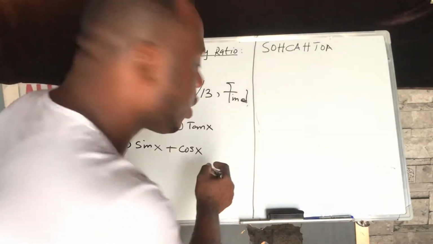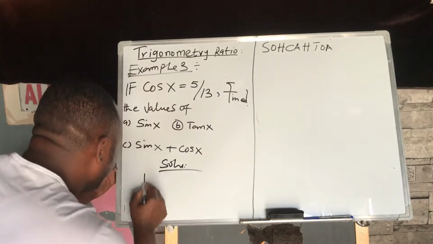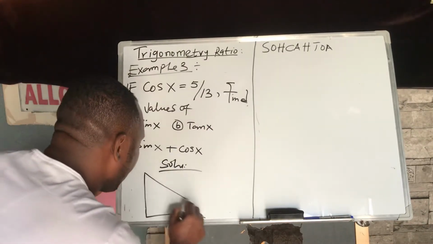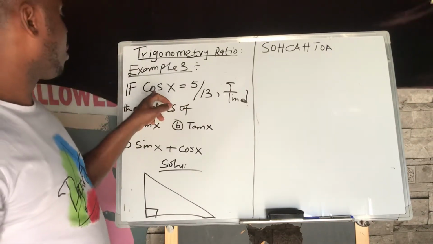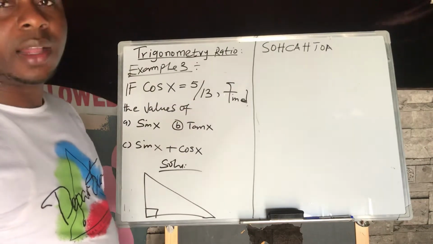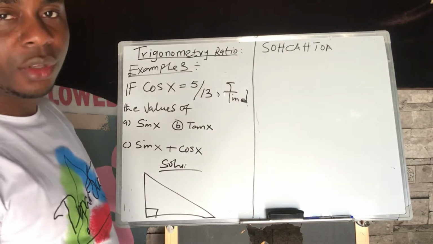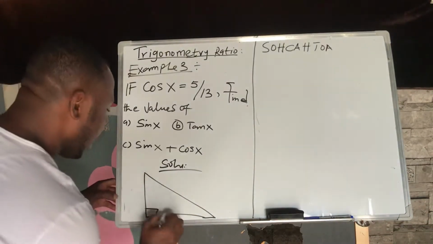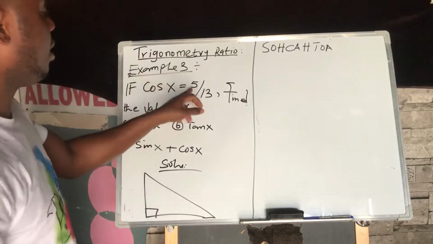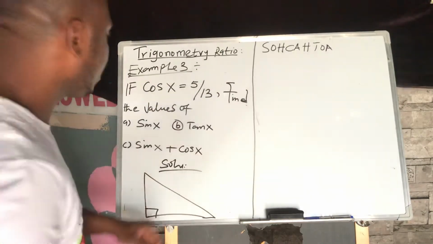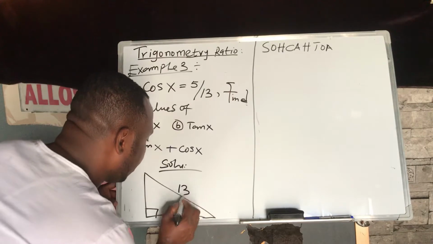Remember, we're going to draw our angle. Solution. This is cos x. What is cos theta? Cos theta is adjacent over hypotenuse. Now what is cos x here? 5 over 13. Adjacent 5 over what? 13.